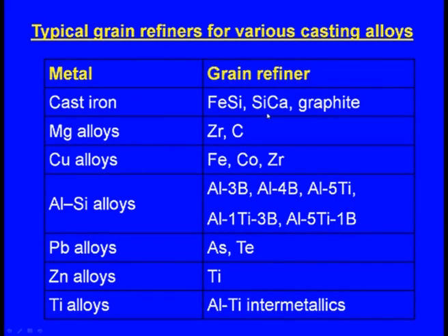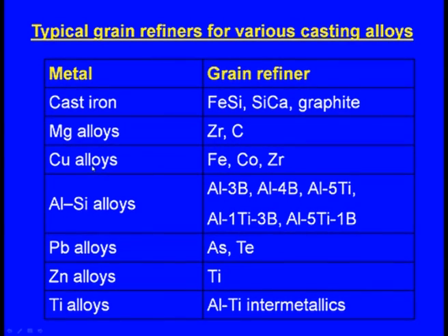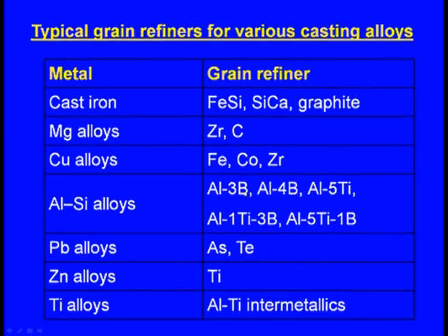For cast iron, the grain refiners are ferrosilicon, silicon, calcium and graphite. For magnesium alloys, the grain refiners are zirconium and carbon. For copper alloys, the grain refiners are iron, cobalt and zirconium. For aluminium silicon alloys, the grain refiners are aluminium 3 boron, aluminium 4 boron, aluminium 5 titanium, aluminium 1 titanium 3 boron, aluminium 5 titanium 1 boron. And for lead alloys, the grain refiners are AS and TE. Next one, for zinc alloys, it is titanium, and for titanium alloys, aluminium titanium intermetallics. So these are the grain refiners used for different molten metals.